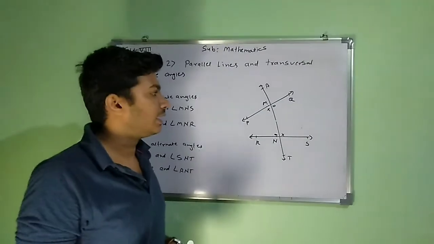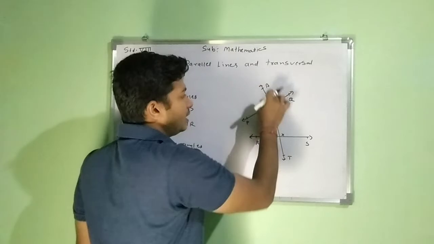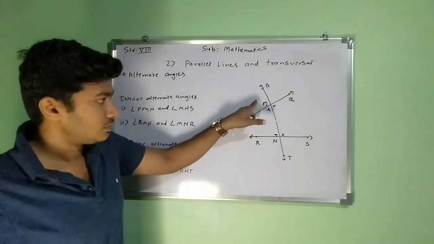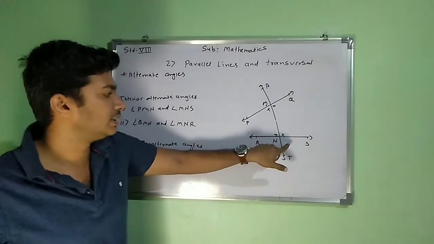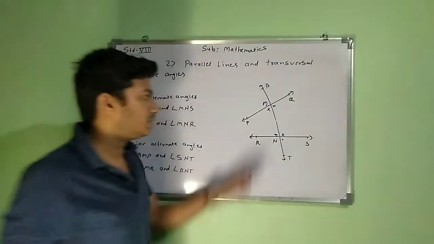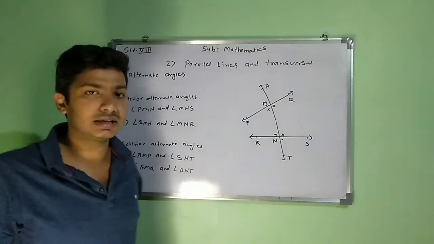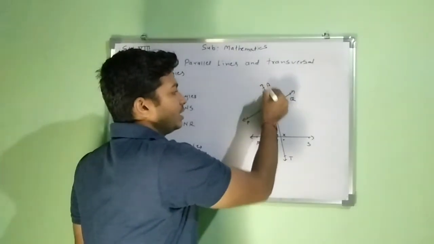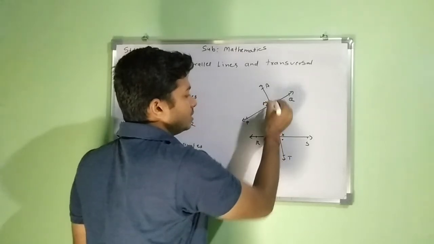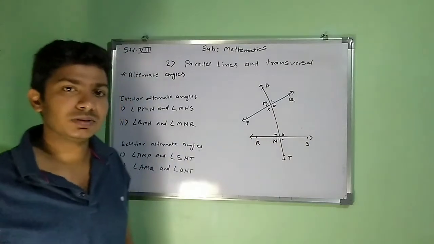Exterior means that the angle should be outside the lines. So if you consider angle AMP, that means this angle, the opposite to that angle is this one, angle S and T. Those two angles are on the opposite side of the transversal and having opposite direction, so they are called exterior alternate angles. Similarly, one more pair is there, that means angle AMQ, this angle and this angle. These two angles are also exterior alternate angles of each other.